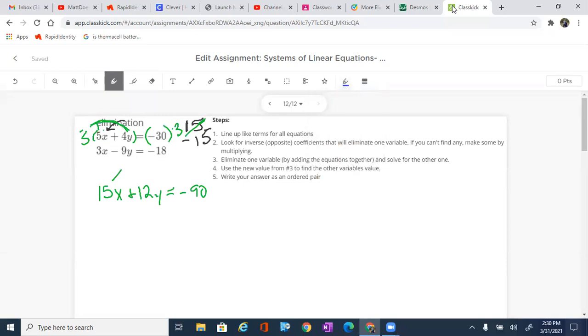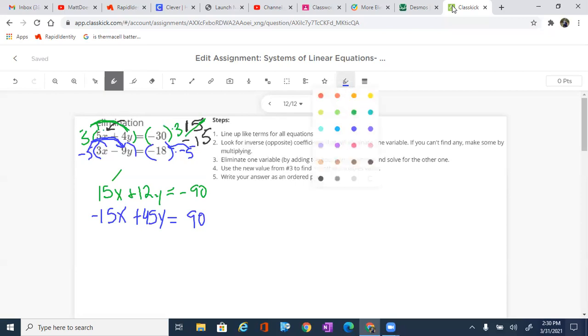What I'm going to do now is I'm going to get that negative 15. And how do I do that? Well, what do I multiply 3 by to get negative 15? Negative 5. And I'm going to do that on both sides of the equation. So I'm going to distribute that negative 5, and that gives me negative 15x. Then negative 5 times negative 9 is positive 45y, and then negative 5 times negative 18 is going to give me positive 90.